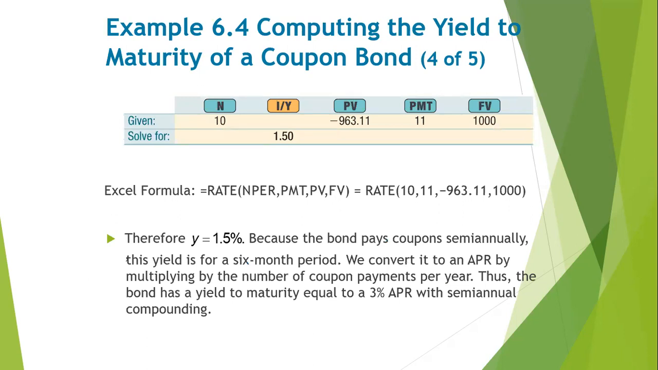Here you see the illustration of the use of a financial calculator, and then the formula that you would use with the Excel spreadsheet. Therefore, Y equals 1.5%. Because the bond pays coupons semi-annually, this yield is for a 6-month period. We convert it to an APR by multiplying by the number of coupon payments per year. Thus, the bond has a yield to maturity equal to a 3% APR with semi-annual compounding.